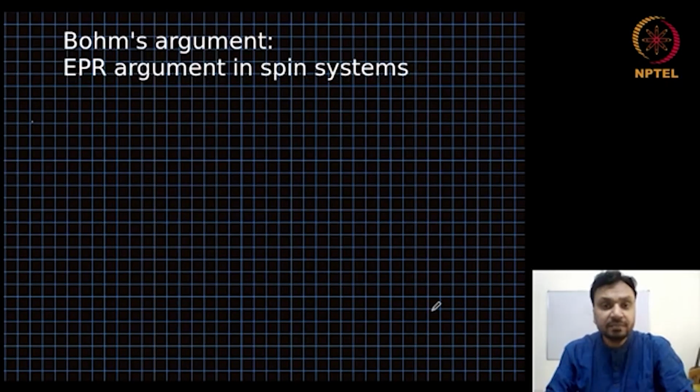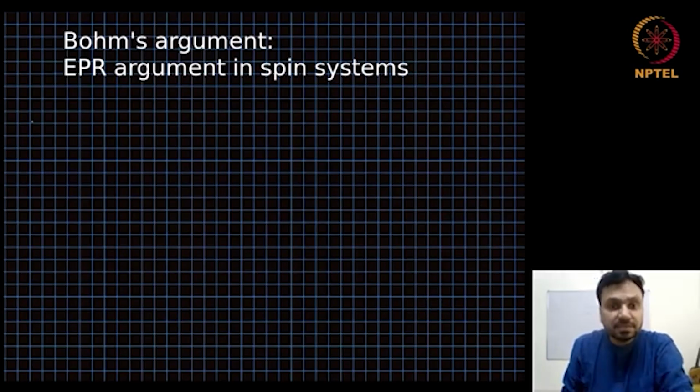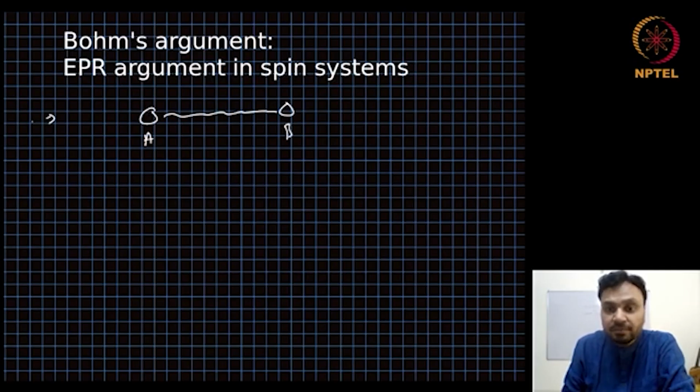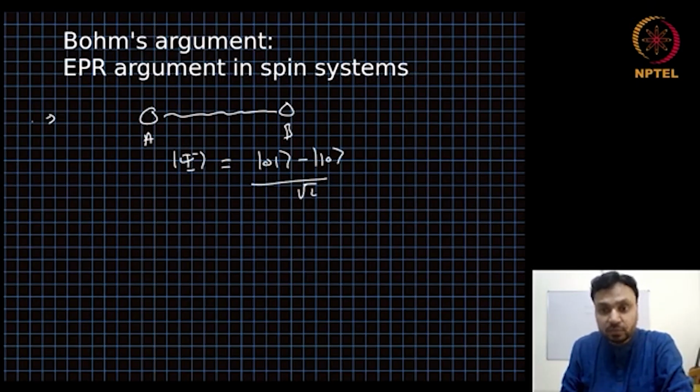An alternate way of presenting the EPR argument was given by Bohm, and his argument was using spin systems, where he proposed the following. Again, we will call them A and B, and he considered their joint state to be the singlet state, that is (|01> minus |10>) over root 2.